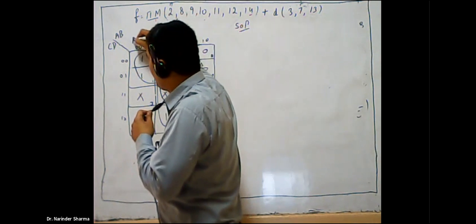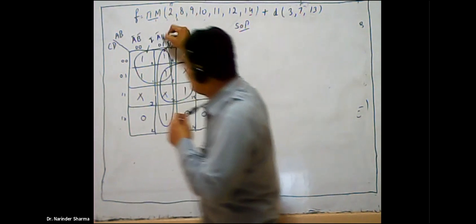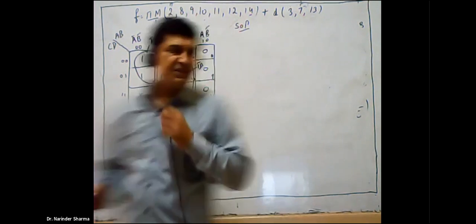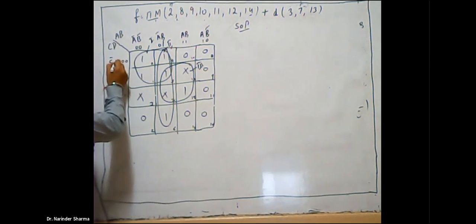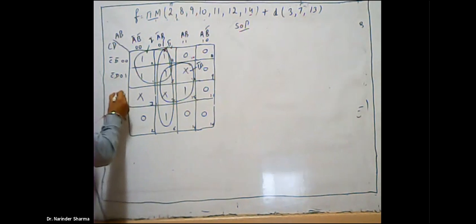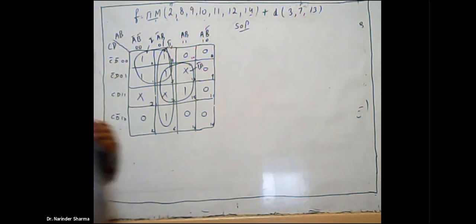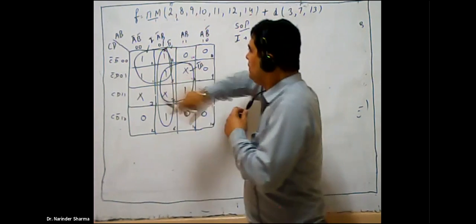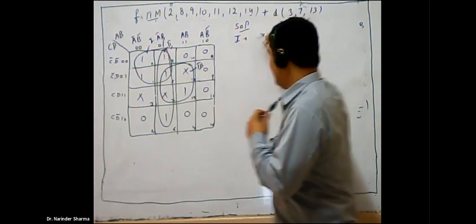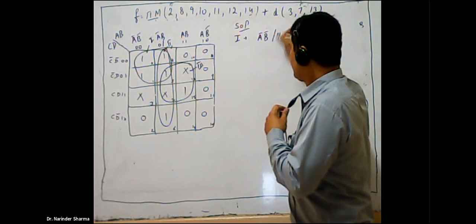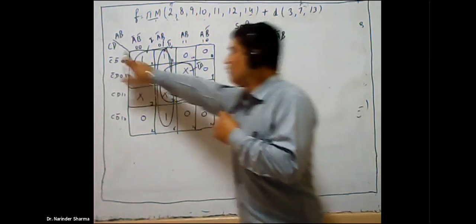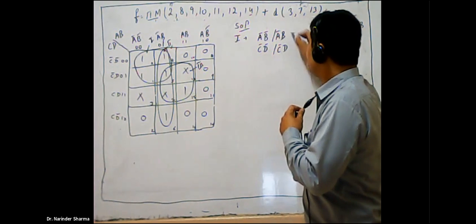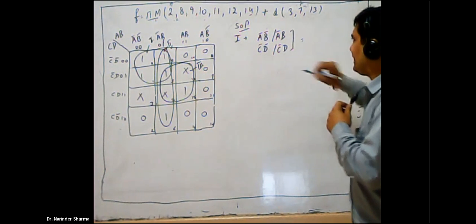You have to write A bar B bar, A bar B, AB, AB bar. This side you have to write C bar D bar, C bar D, CD, CD bar. Now we have to take the values for group 1. This is group 1. Horizontally you are getting A bar B bar and A bar B. Vertically you are getting C bar D bar and C bar D. Whatever is different has to be striked out.